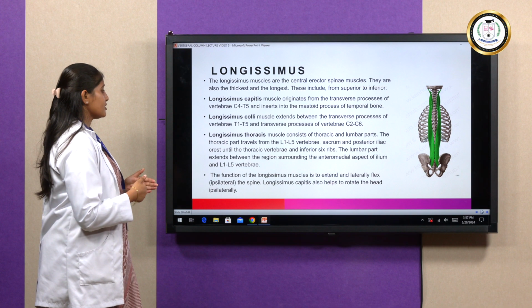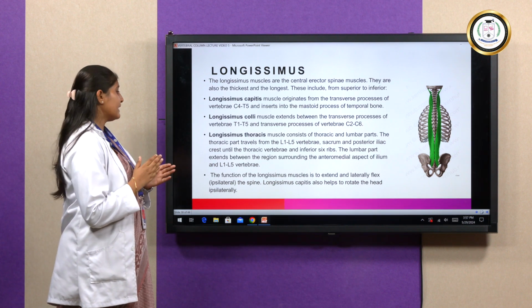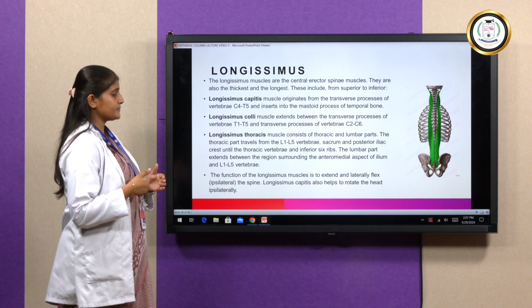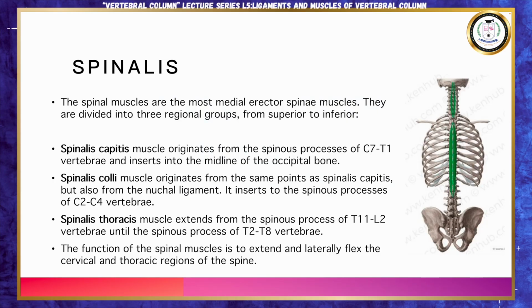The function of this longissimus muscle is to extend and laterally flex the spine. The longissimus capitis also helps in rotation of the head. So next we have the spinalis muscle.